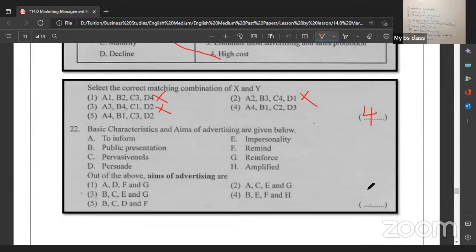Question number 22. Basic characteristics and aims of advertising are given below. Out of the above, they ask about the aims of advertising.